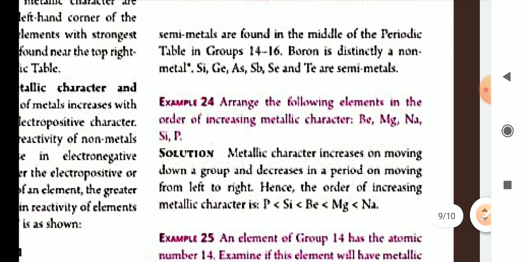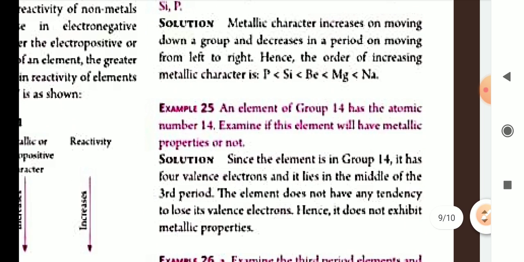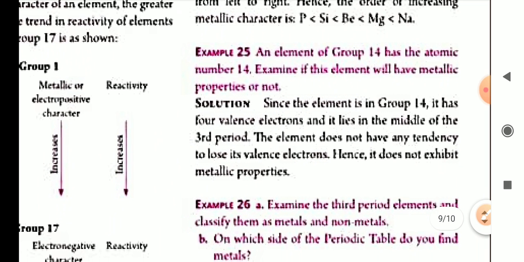Arrange the following elements in the order of increasing metallic character. If you see, all belong to the same period. So sodium is greater than magnesium, greater than beryllium, greater than silicon, which is a metalloid, then phosphorus is a non-metal. An element of group 14 has the atomic number 14; examine if this element will have metallic properties or not. It has the tendency to lose 4 electrons, and it has the tendency to add 4 electrons.